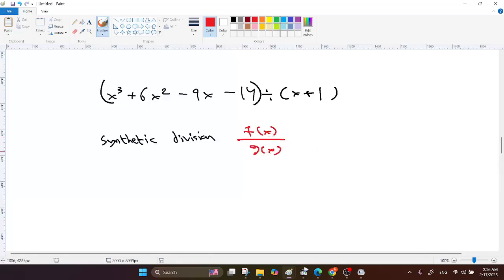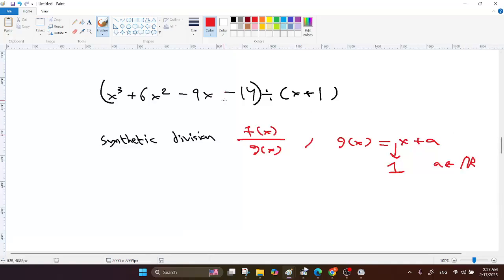So g of x is the divisor, right? g of x must have the form as follows: g of x equals x plus a, where a is a real number. Here the coefficient of x is 1, okay? If the coefficient of x is not 1, the method will not work. I will show you why it will not work if the coefficient is not 1.